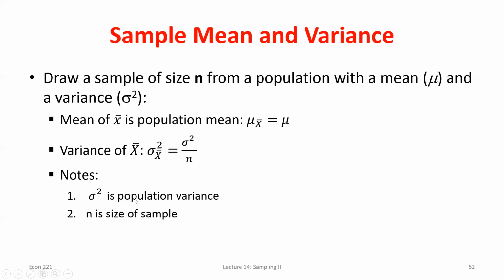So we already hopefully know what these are. This represents my population variance, and n is of course my sample size. We mentioned that in the last class, and we've dealt with that before, okay?